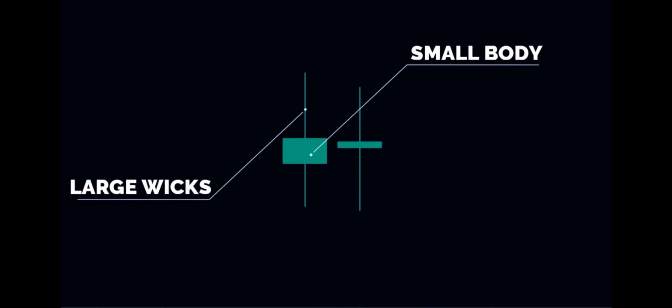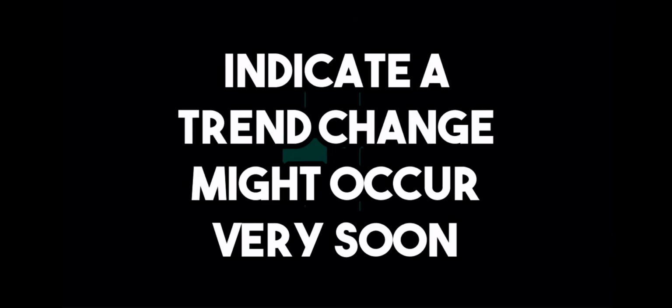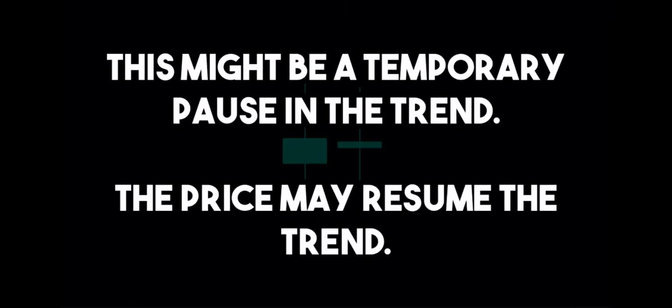And lastly, as the trend starts to exhaust, we see these doji candles. These doji candles have a very small body and large wicks on both the sides. This indicates that the previous trend has completely exhausted, and the buyers and sellers are currently on a tight tug of war for dominance. Hence, these doji candles indicate a change in trend might occur soon. Although, this might just be a temporary pause in the trend, and the price may resume the trend. So this is how to read Heikin Ashi candles.